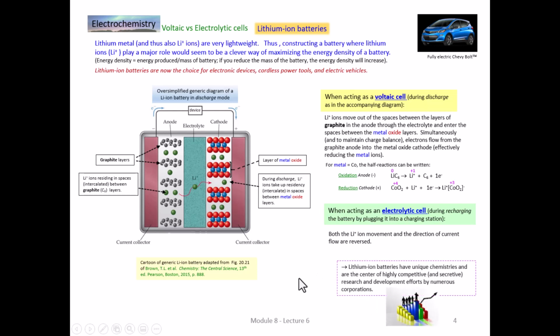Now, lithium-ion batteries have unique chemistries and are the center of highly competitive and secretive research and development efforts by numerous corporations. This is why the only thing that's available is this generic diagram. And there is intense research going on in many labs around the world to find ways to tweak the efficiencies and the current densities of devices like this. And they involve some pretty detailed and ingenious schemes to maximize the current density and the power that you can get from a lithium-ion battery.